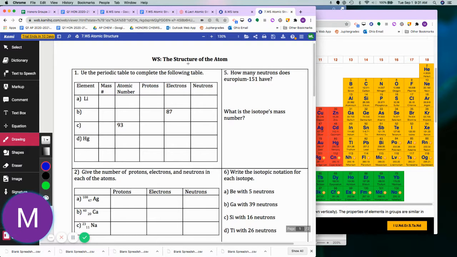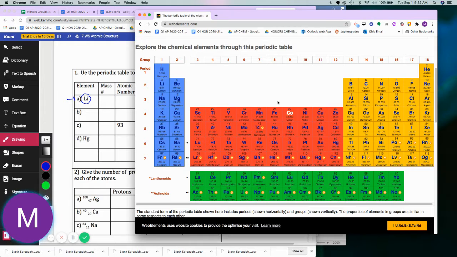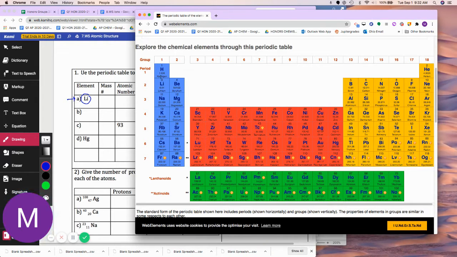So in this worksheet, you're going to be looking at the number of protons, electrons, and neutrons. Let me try letter A with you. So I'm looking at lithium. Here they're not telling us a specific isotope, so I have to look at the periodic table and use the number 3 as the number of protons and the 6.94 as the mass.